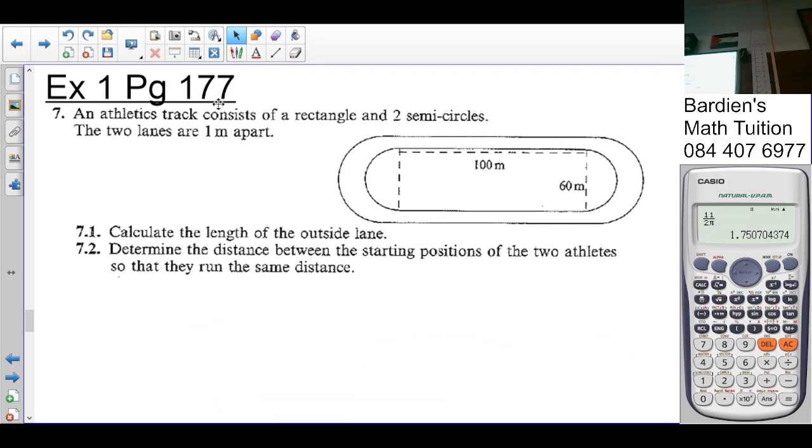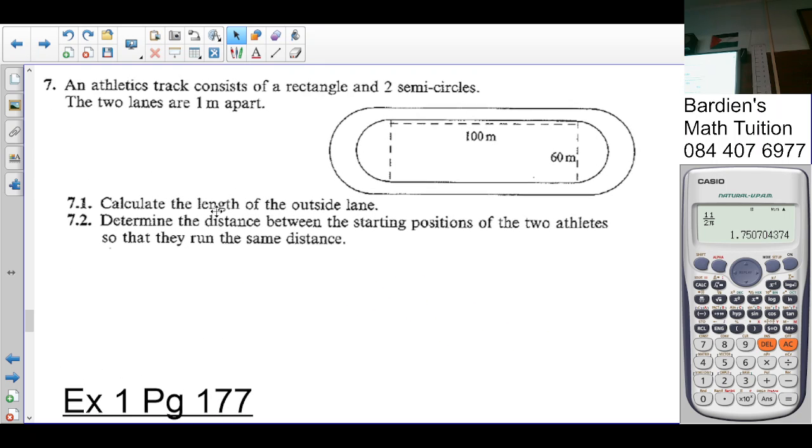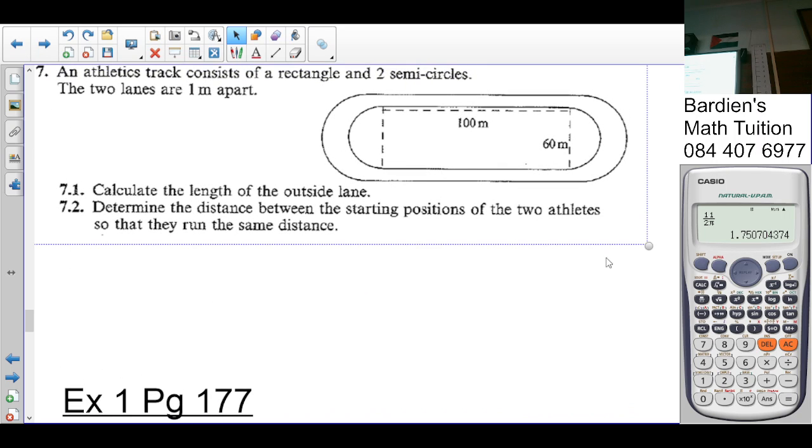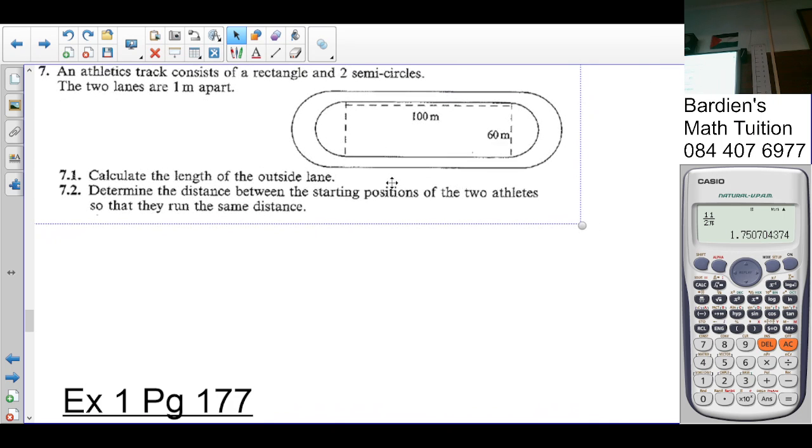Look at number 7. Question 7. An athletics track consists of a rectangle and two semicircles. The two lanes are 1 meter apart, so that distance from there to there is 1 meter.